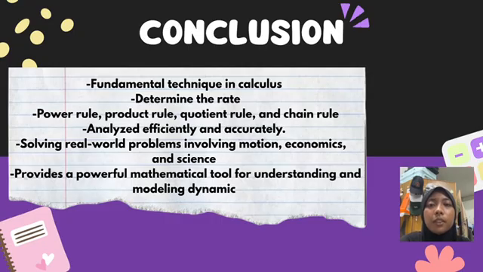In conclusion, differentiation is a fundamental technique in calculus that is used to determine the rate at which a function changes with respect to a variable. Through various differentiation rules, such as the power rule, product rule, quotient rule, and chain rule, complex functions can be analyzed efficiently and accurately. This technique plays an important role in solving real-world problems involving motion, economics, and science by helping to identify rates of change, maximum and minimum values. Overall, differentiation provides a powerful mathematical tool for understanding and modeling dynamic relationships in both theoretical and practical applications.